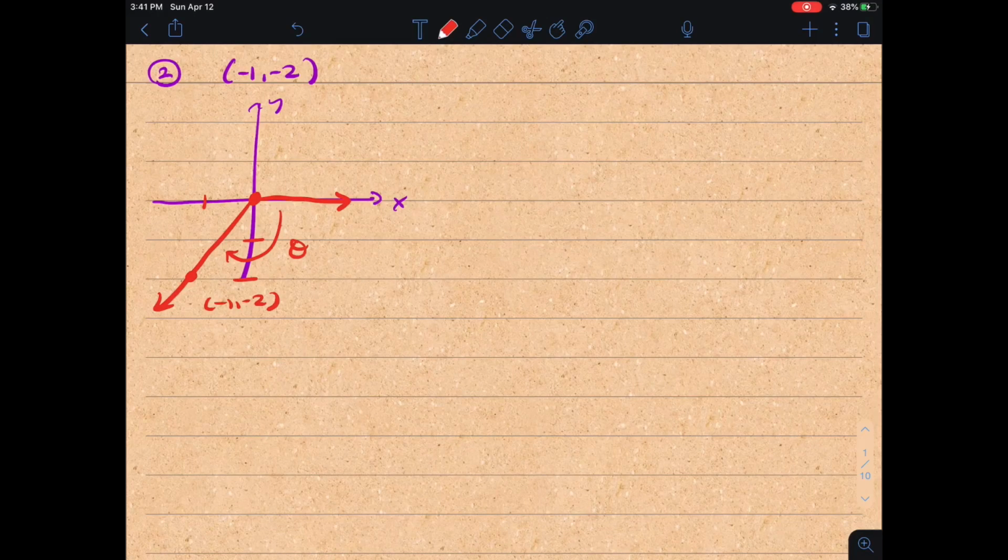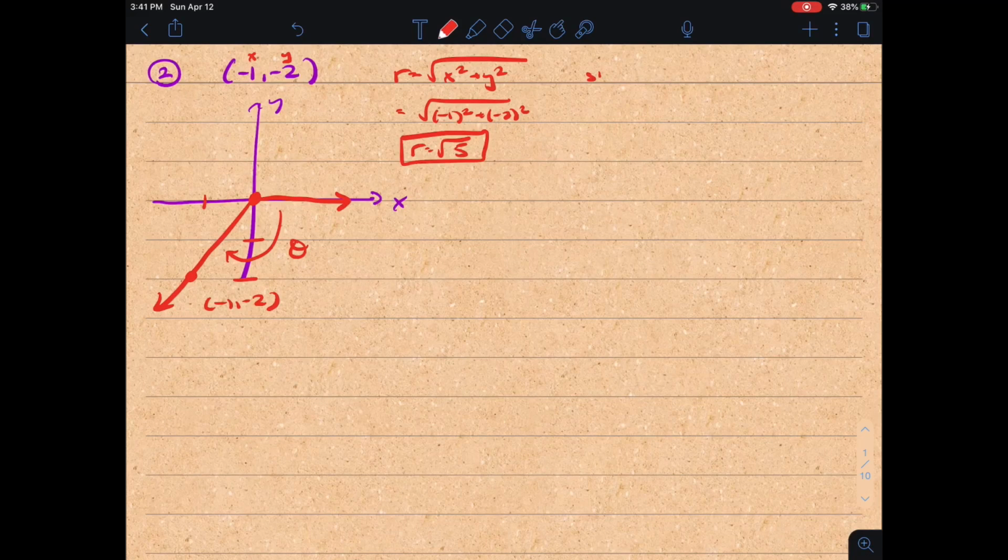Hopefully the first thing you did was find r. So here's my x, here's my y. I know r is just the square root of x squared plus y squared. If you plug this in very carefully, you get negative 1 squared plus negative 2 squared, so r is equal to the square root of 5. So at this point, let's go right into it.